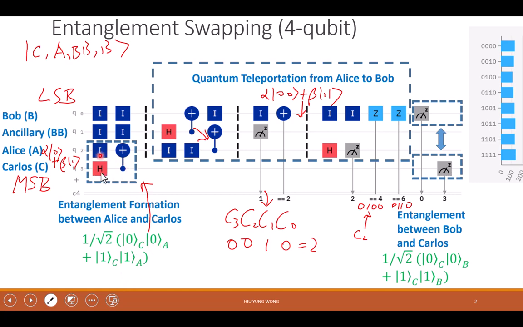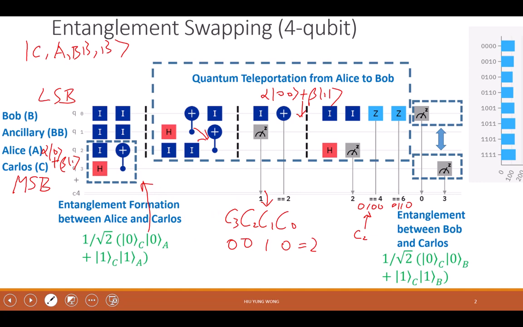Maybe this is my wife, we got married. And now I quantum teleport myself to Mars, to Bob, right? Through this circuit, after this quantum teleportation, I will be able to entangle C and B. So it just says that if I quantum teleport myself to Mars, my wife is still my wife, right?